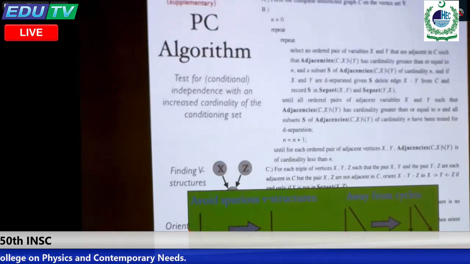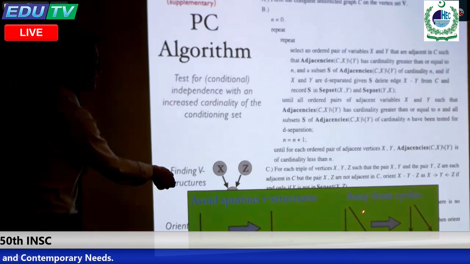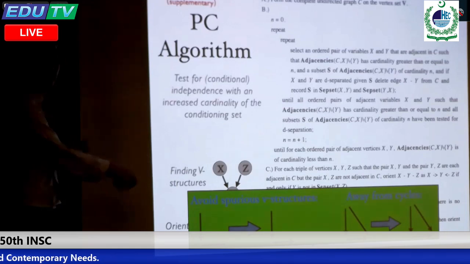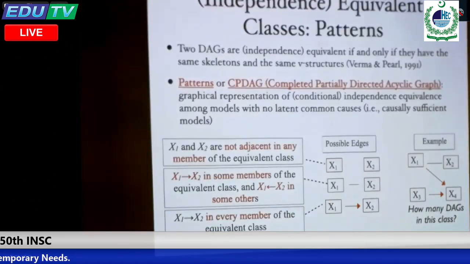If you can find a direction here, but not here, then you can find a direction here. Why? Because I know this is not a v-structure, since I already discovered all the v-structures. Here I can get away from cycles. This guy cannot go this way, because if this guy goes this way, it's a cycle. And then right here, we can represent the final result this way, known as a pattern.